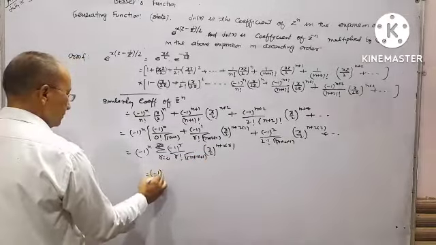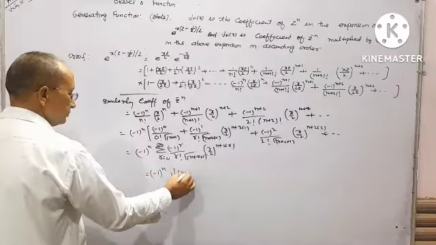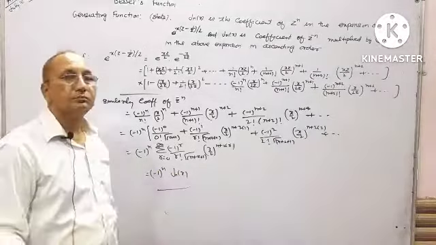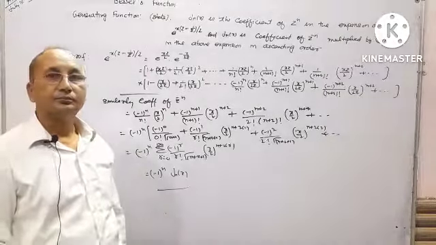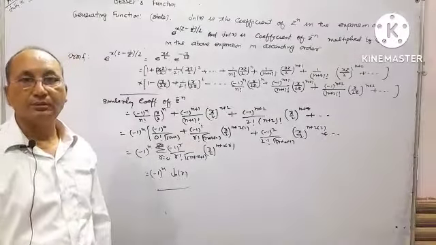That is the formula of Jn(x). Hence proved. That is the solution of the Bessel generating function.